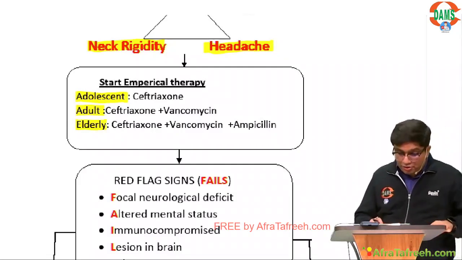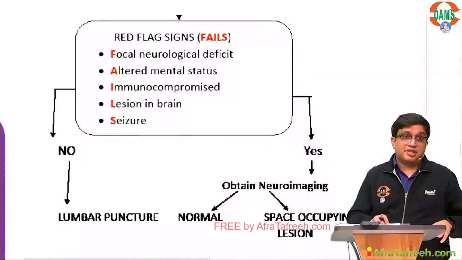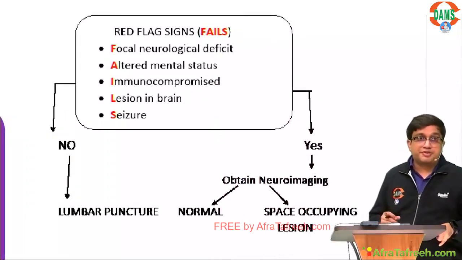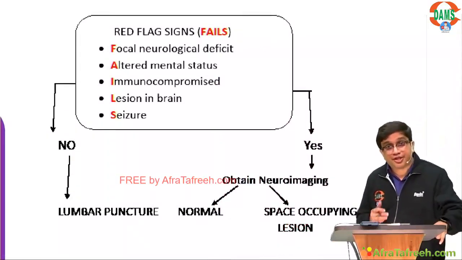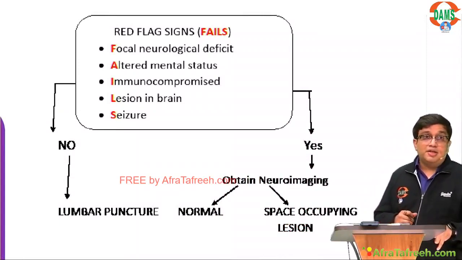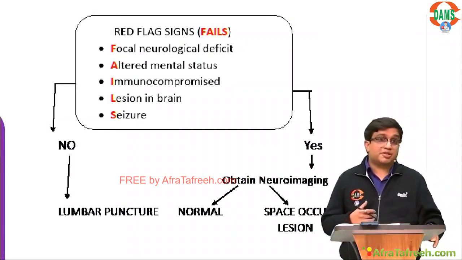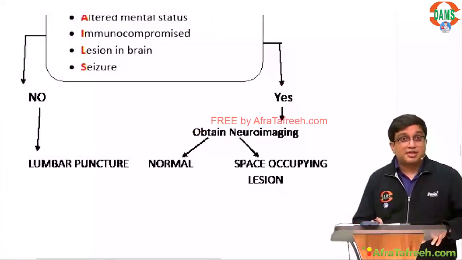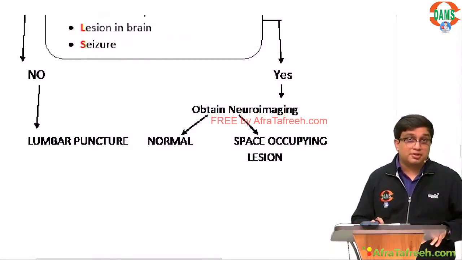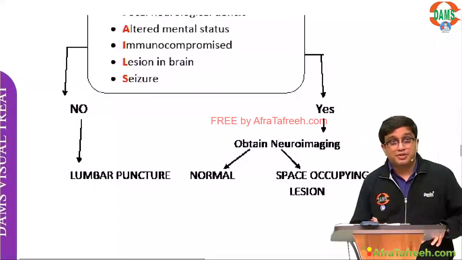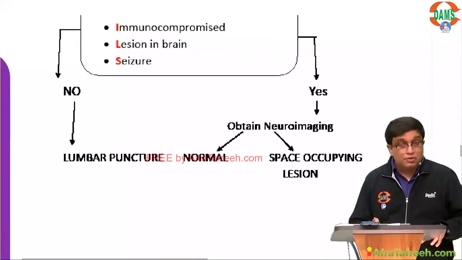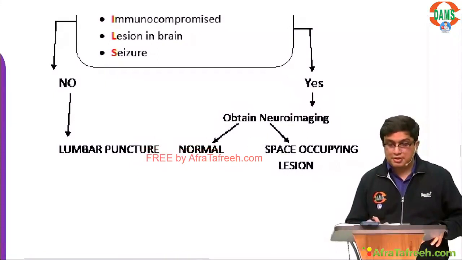And then always look out for the red flag signs. If the patient is having a focal neurological deficit, altered mental status, if the patient is immunocompromised, a lesion in the brain is possibly found on the clinical examination, or the patient has a seizure, then in that case obtain neuroimaging and rule out what? A space occupying lesion. If no, then proceed for what? Lumbar puncture.